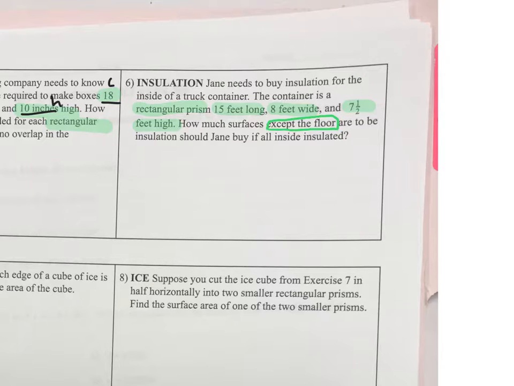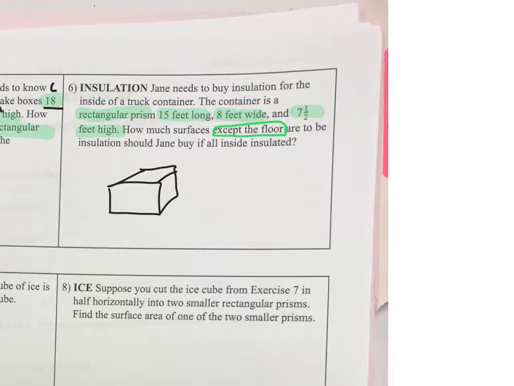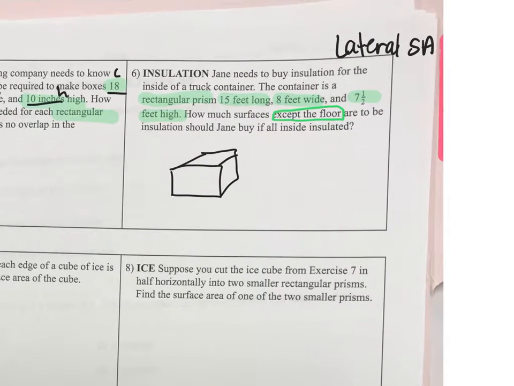Holy smokes. I'm going to say what they're trying to say is we've got a container that's a rectangular prism, but we're not covering the floor and the ceiling. I don't know. How many surfaces? I'm going to say find the lateral surface area of this one. Just find the lateral surface area. Use these measurements, length, width, height.